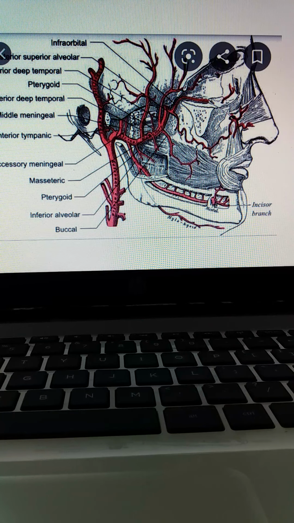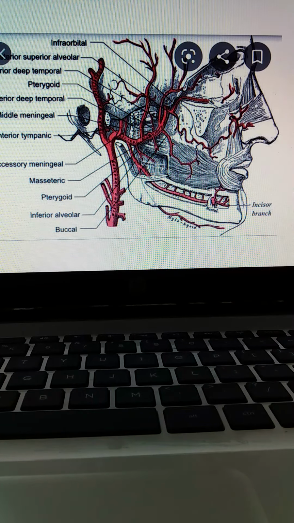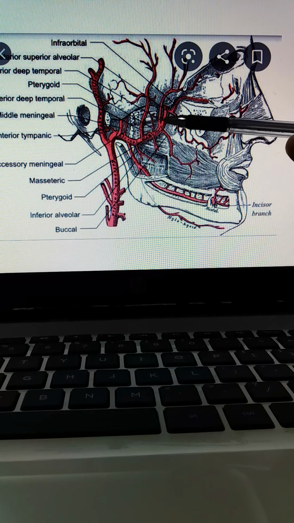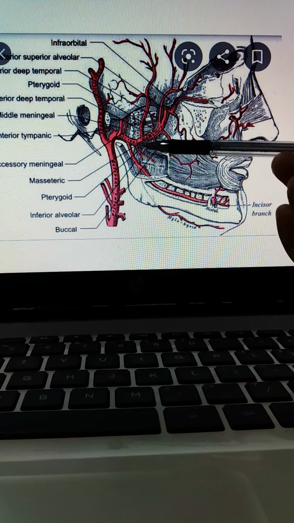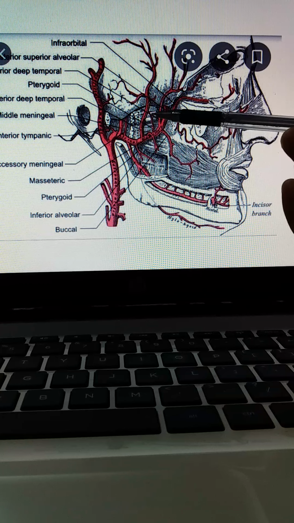Talking about the masseteric, this is your masseteric branch. It supplies the muscle called the masseter. Then you have the deep temporal. This was your masseteric, and this is your deep temporal.